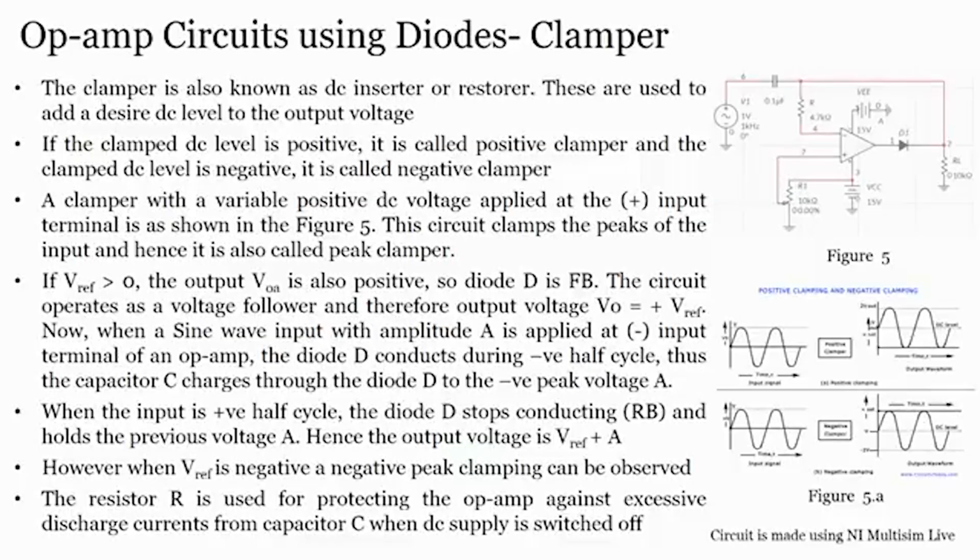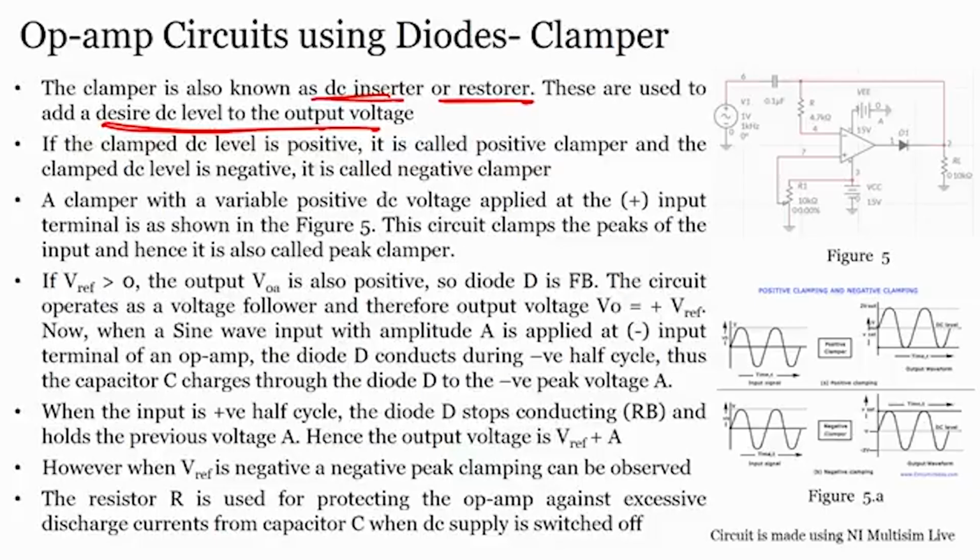If you look at the screen, the clamper, as I said, is also known as a DC inserter or restorer. These are used to add a desired DC level to the output voltage. So, if the clamped DC level is positive, it is called a positive clamper, and if the clamped DC level is negative, it is called a negative clamper.